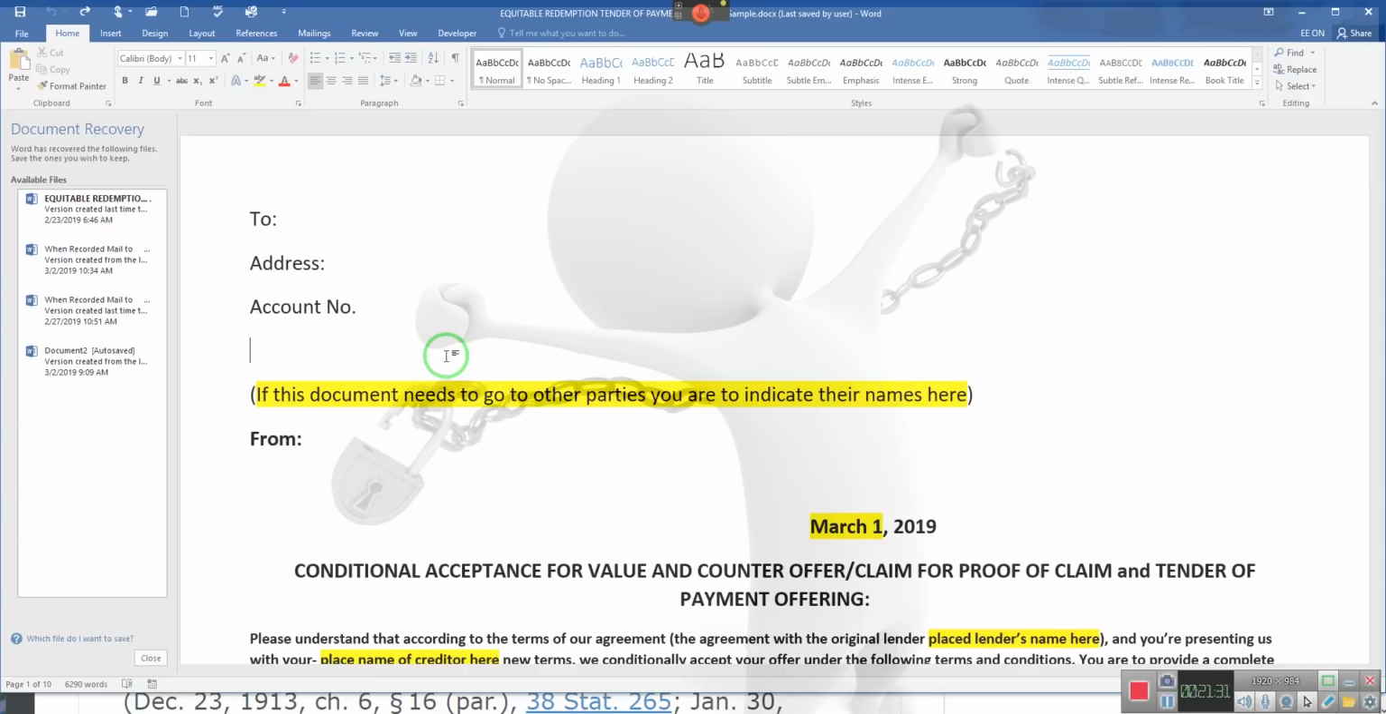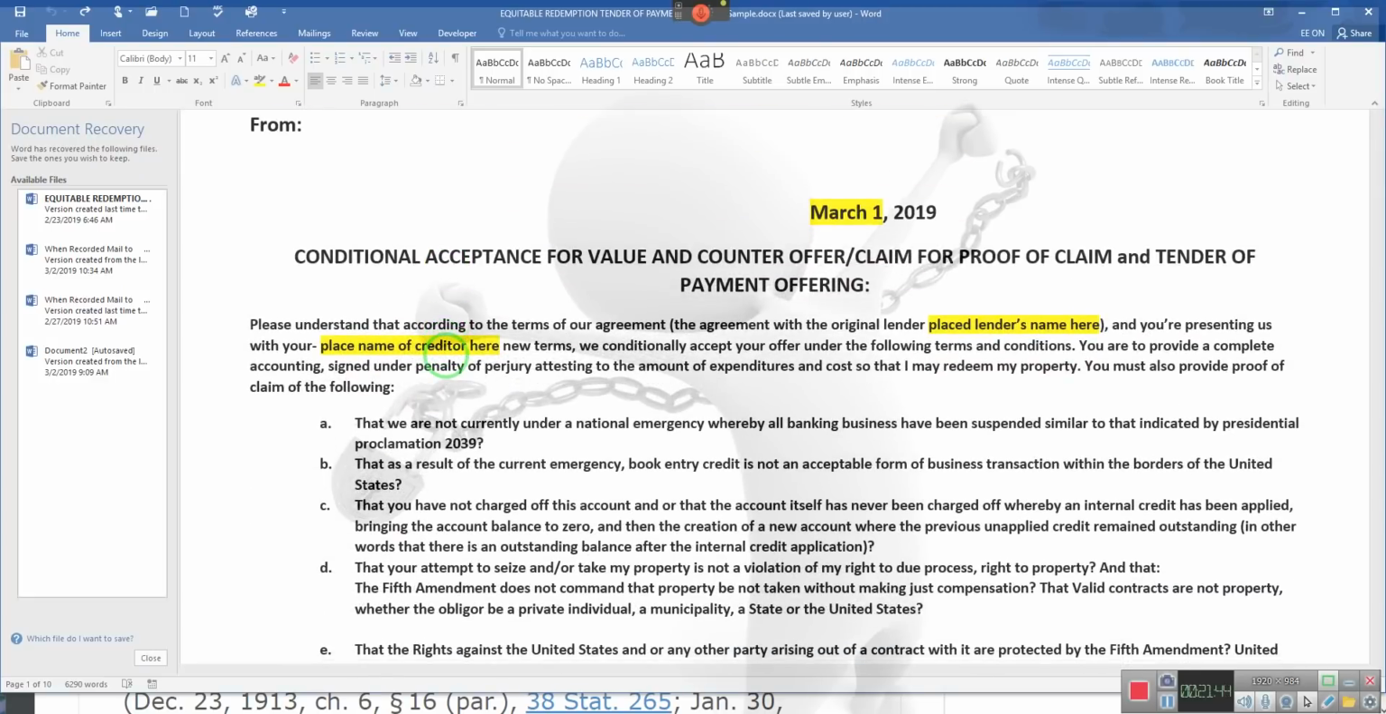You're going to fill out the document. All the spaces that are yellow, you're going to delete that and put in the correct information, deleting the yellow highlight. Your document should have no yellow highlights on it. You're going to change the date to match the date that it's supposed to be. You're going to put the lender's name and your name where they're supposed to be.